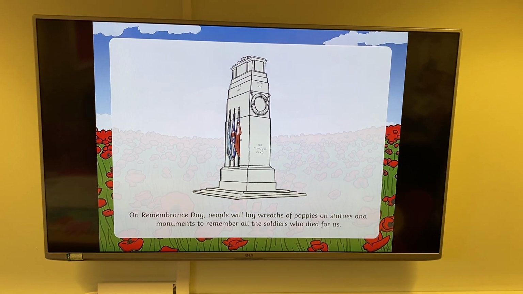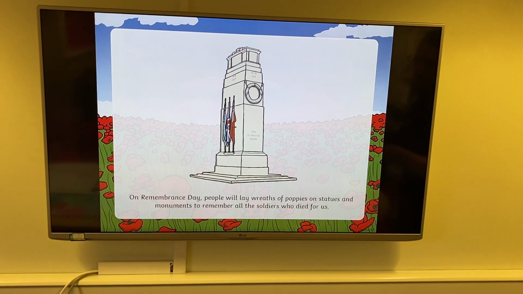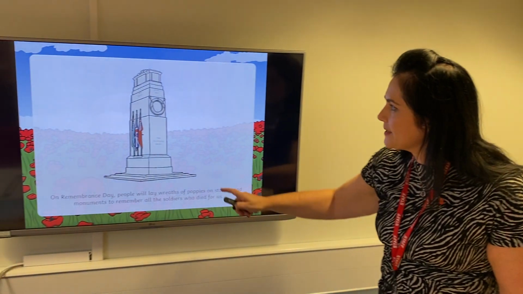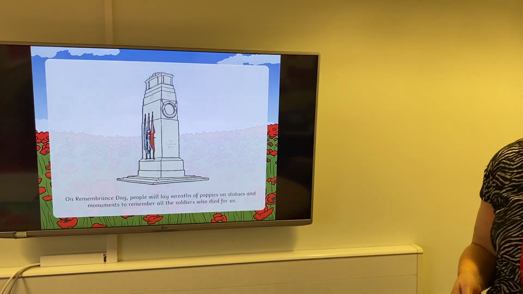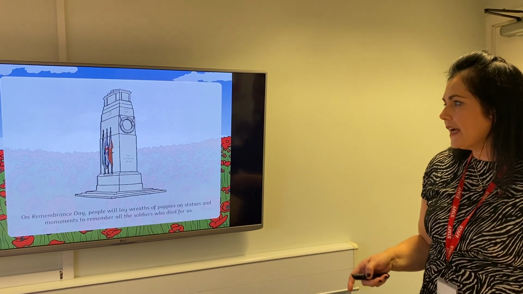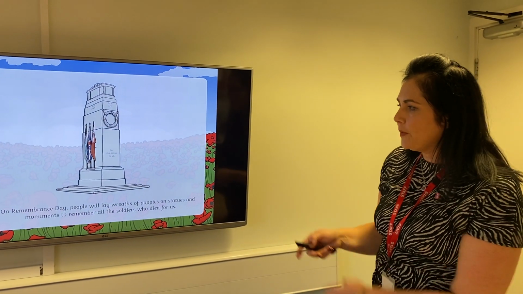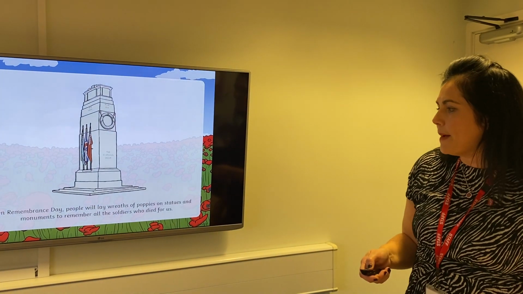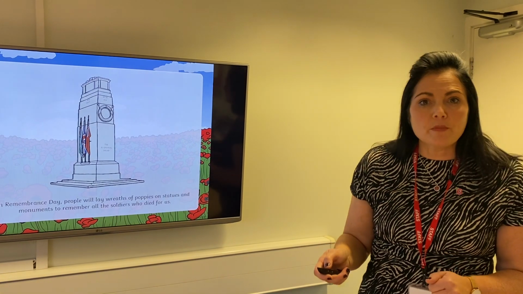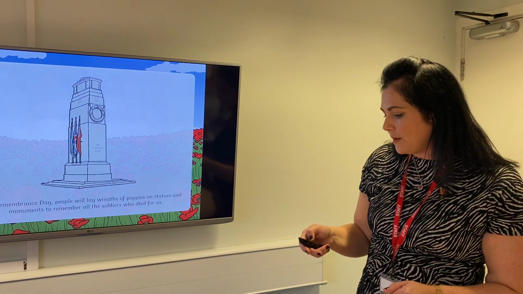On Remembrance Day, people will lay wreaths of poppies on statues and monuments to remember all of the soldiers who died for us. So the reason that we hold the 2-minute silence is to think about all of those soldiers that have died in wars to help protect us. And you may see monuments like this, perhaps in the town or village or area that you live in. They usually have one of these, usually close to the church, and that is where wreaths of poppies are usually laid to remember. And this is where people usually congregate around on the Sunday, Remembrance Sunday, to remember those people.